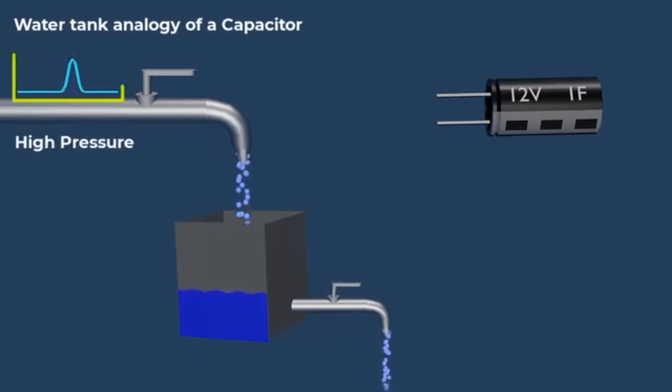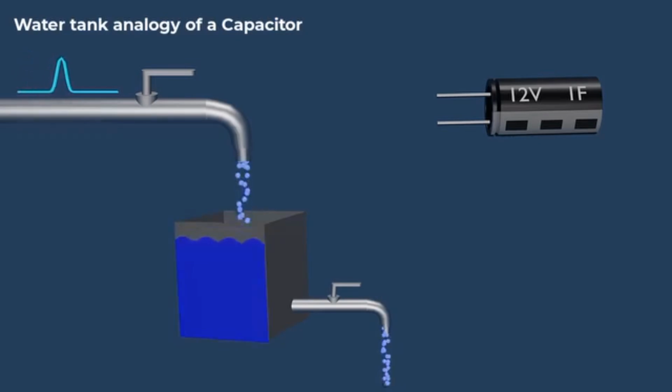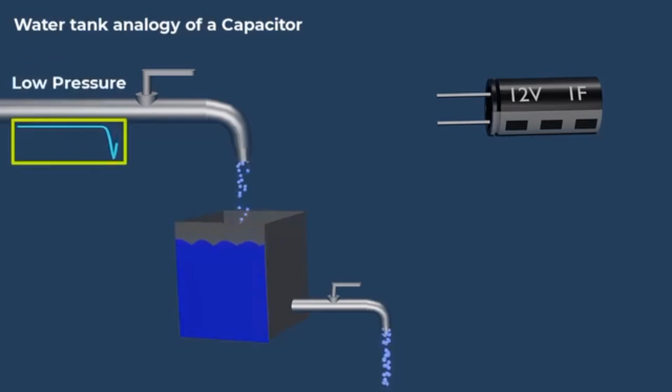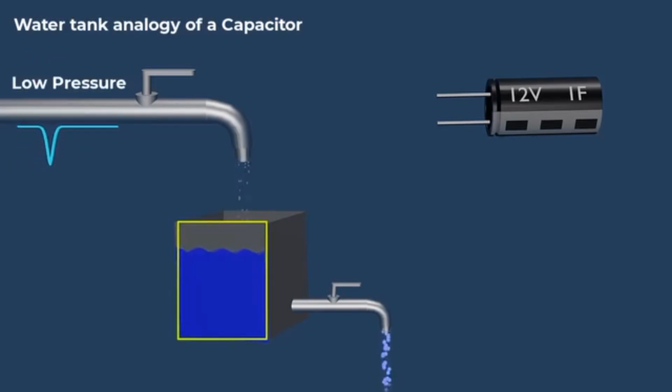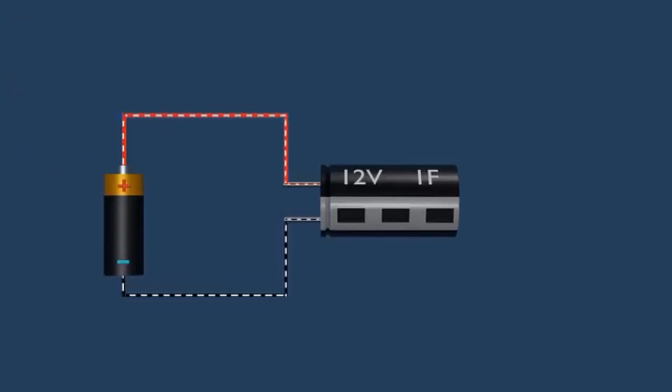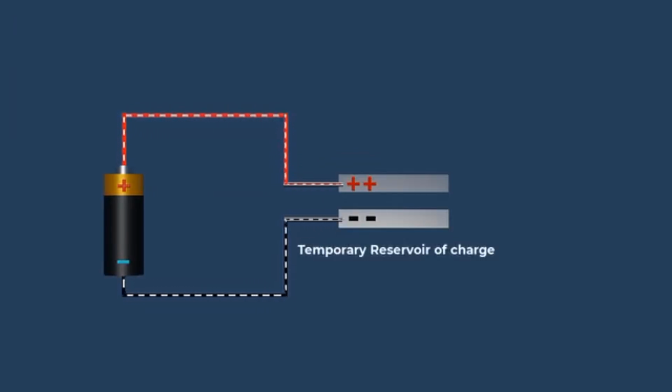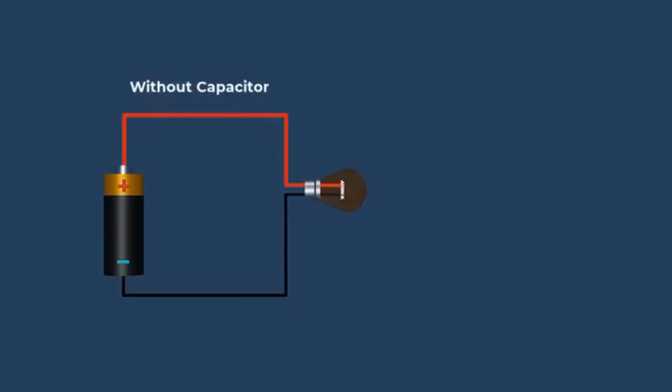During periods of high pressure, the excess water will be stored in the tank. During periods of low pressure, the stored water in the tank will continue to flow out and maintain a steady flow of water. Similarly, in an electrical circuit, a capacitor works in a similar way. A capacitor acts as a temporary reservoir of electrical charge.